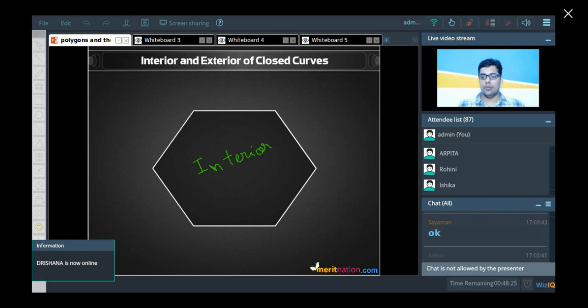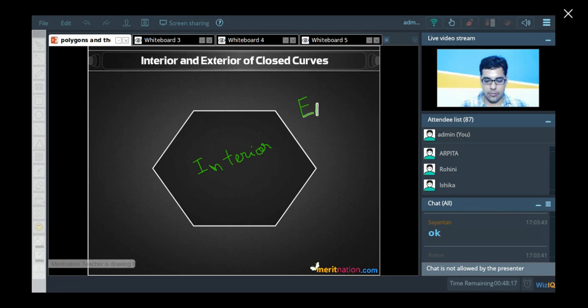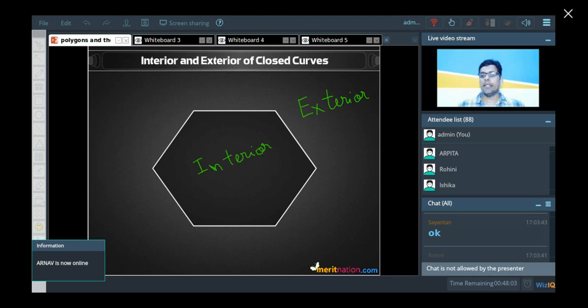Okay. Now here we have, this is the interior basically, and this is the exterior. Interior of this polygon, that is the hexagon, and exterior of this hexagon. Interior is whatever is inside the boundary of the hexagon. That is called the interior of a closed polygon. And exterior is whatever point is outside of the closed polygon. It is coming under the exterior of that closed polygon.